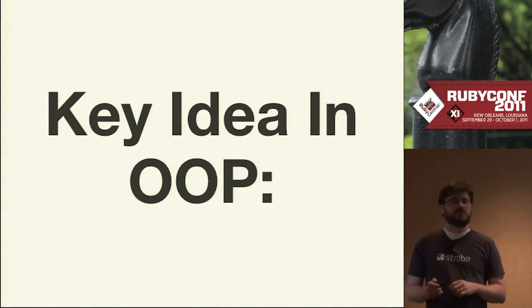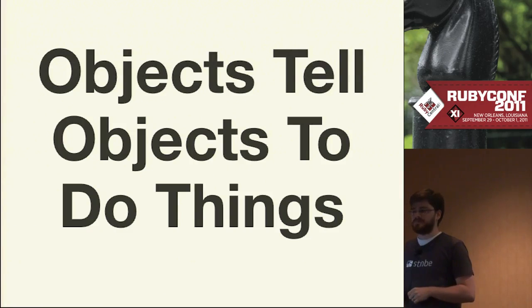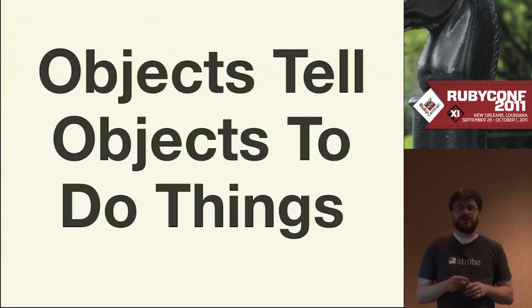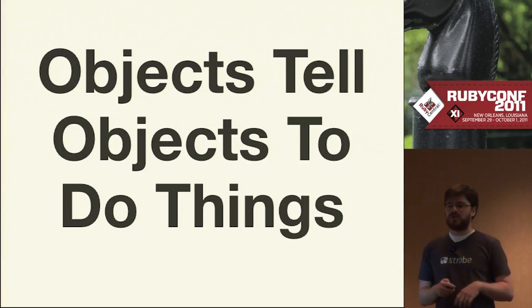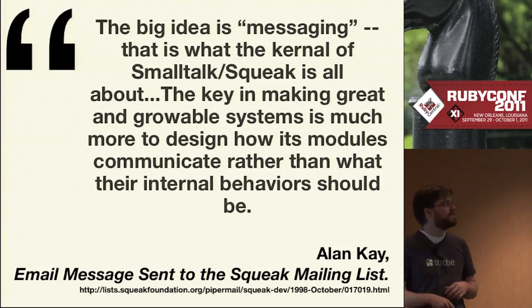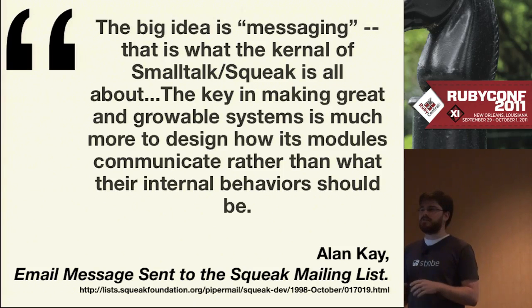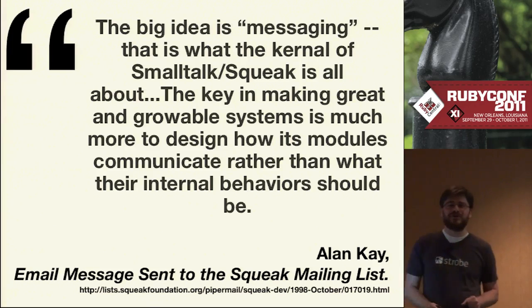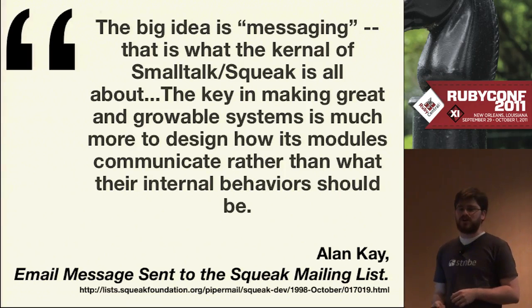So the key idea in object-oriented programming is objects tell objects to do things. Now, I know we don't write our code this way a lot inside of the Rails community, at least, but I think we're moving in that direction a little bit. There's been a lot of chatter on the blogosphere and on like the Ruby Rogues podcast lately about moving towards object-oriented programming, more of a tell, don't ask sort of style. And this is what Alan Kay had to say about object-oriented programming. How many of you know who Alan Kay is? Okay, that's encouraging. For those of you who don't, he's the inventor of Smalltalk and kind of the guy who coined the idea of object-oriented programming to begin with.